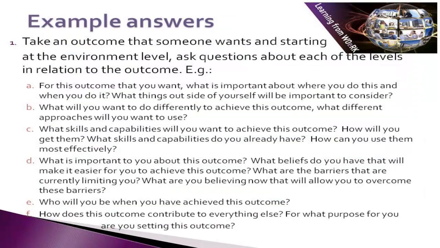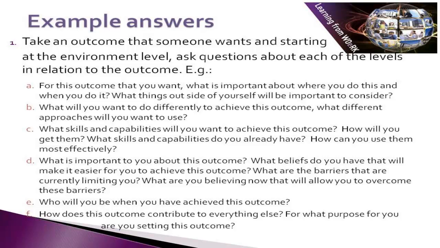So with the outcome, you can take the outcome that someone wants and, starting at the environment level, ask questions about each of the levels in relation to the outcome. For example, for this outcome that you want, what's important about where you do this and when you do it? What things outside of yourself will be important to consider? What will you want to do differently to achieve this outcome? What different approaches will you want to use?